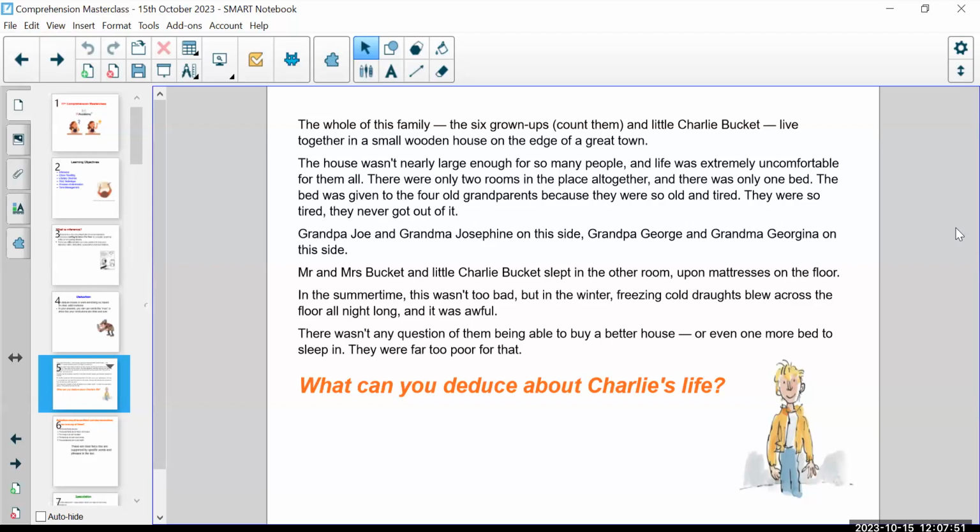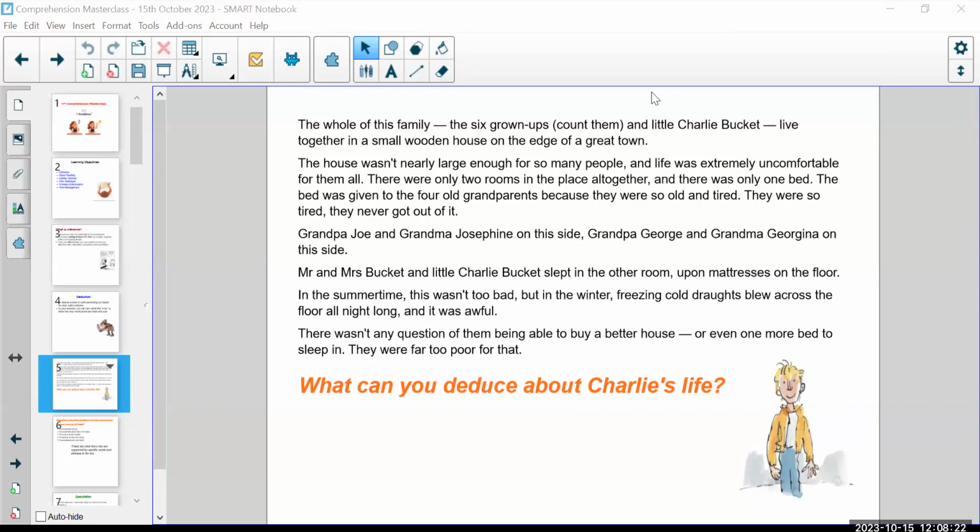In the summertime, it wasn't too bad, but in the winter, freezing cold drafts blew across the floor all night long, and it was awful. There wasn't any question of them being able to buy a better house or even one more bed to sleep in. They were far too poor for that. Okay, so what can you deduce about Charlie's life? What are the clear conclusions you can come to based on what we've just read?